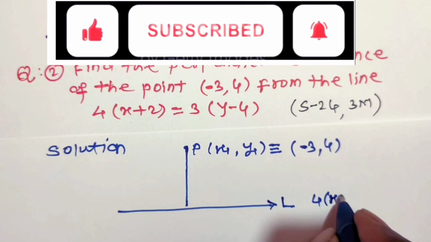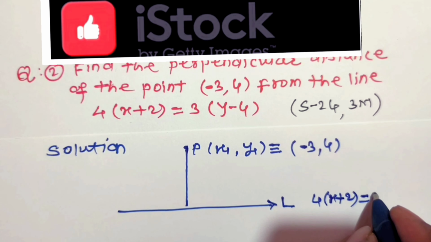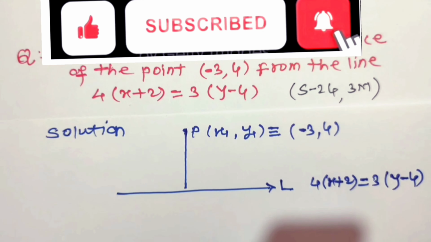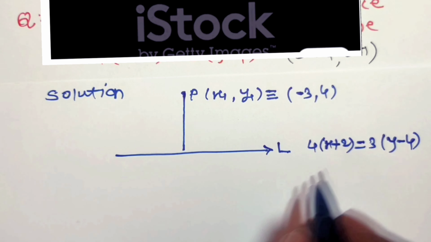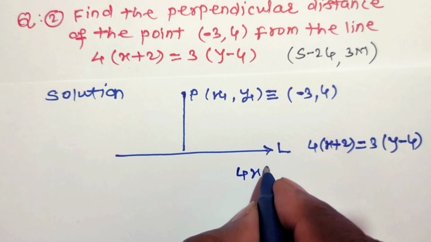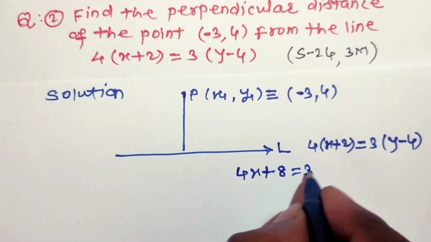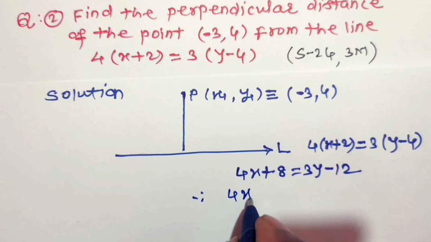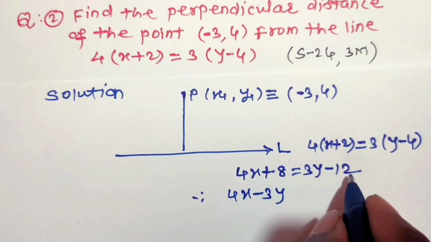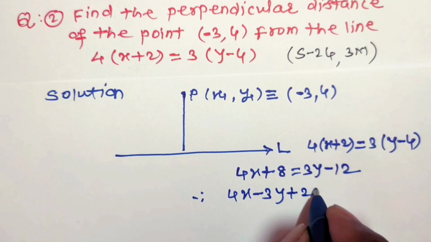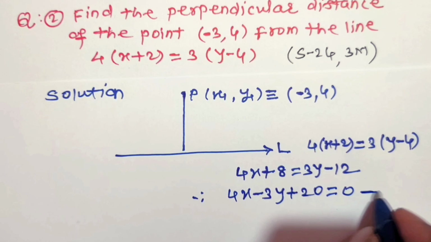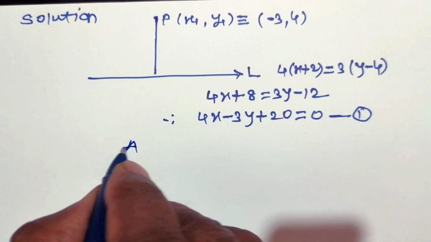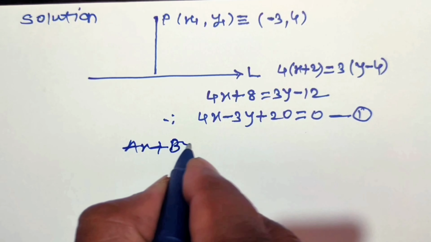And line L is nothing but 4(x + 2) = 3(y - 4). Let us simplify this equation. Multiplying the brackets: 4 into x is 4x, plus 4 into 2 is 8, equal to 3 into y is 3y, minus 3 into 4, which is 12. Taking all terms on one side, which gives 4x - 3y + 20 = 0, which is equation number 1.